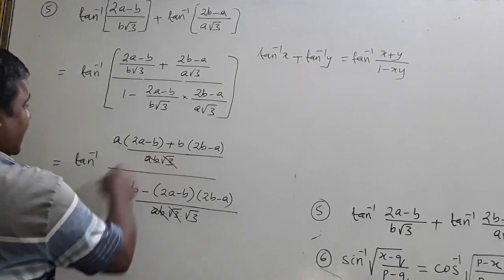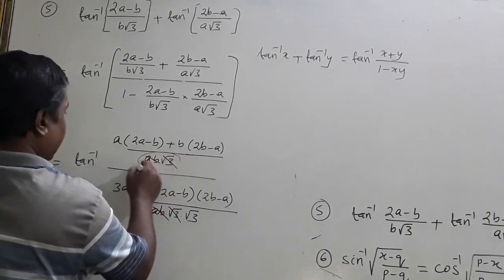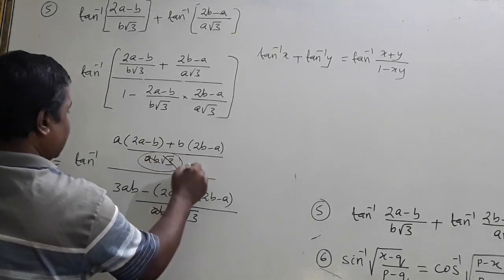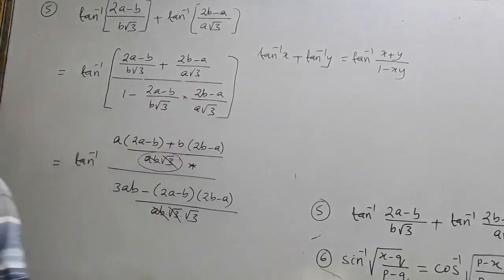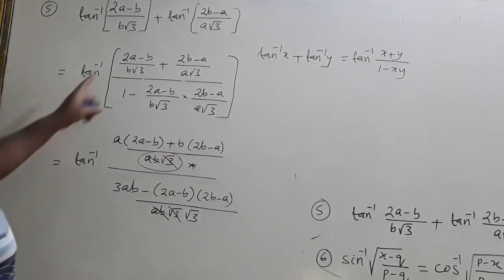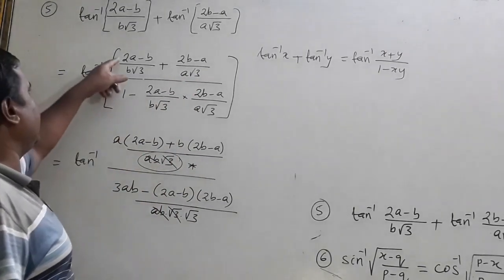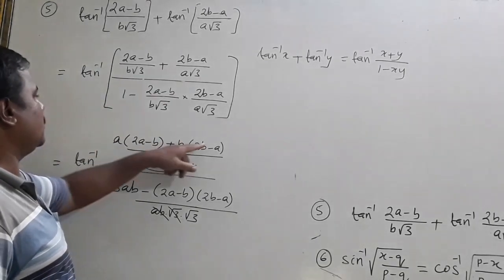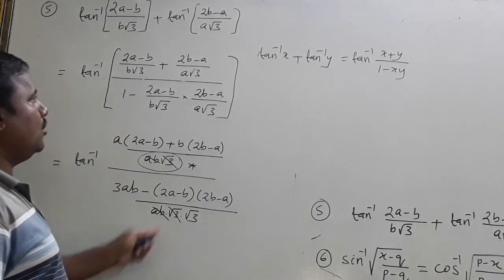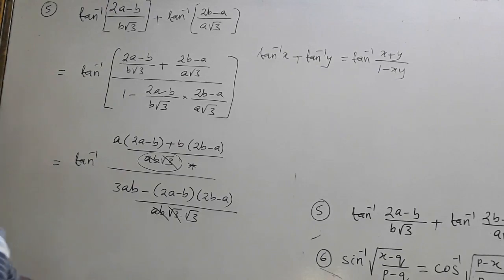Many students here make the mistake of taking this LCM as ab into 3. Mind it, it is ab root 3. That's why a into 2a minus b plus b into 2b minus a. Now I will go to simplify that line.